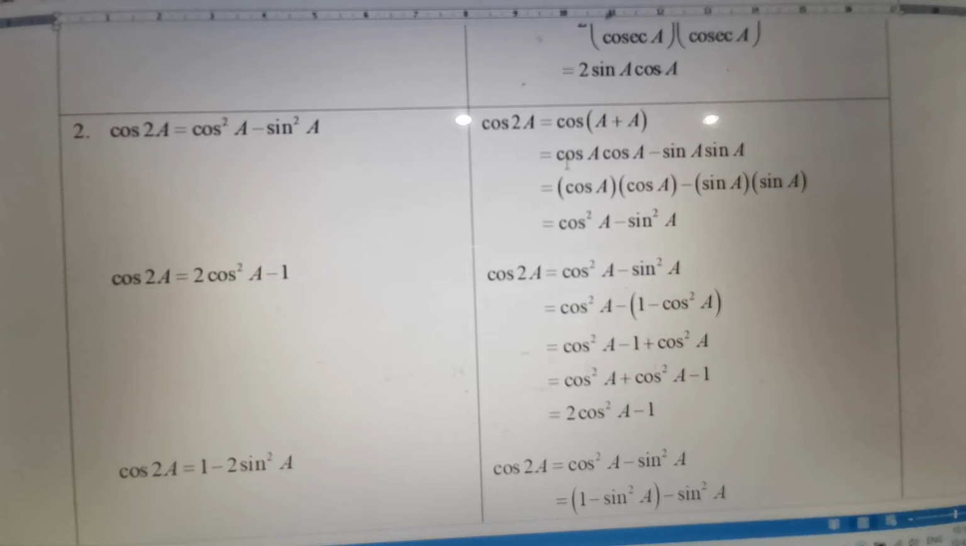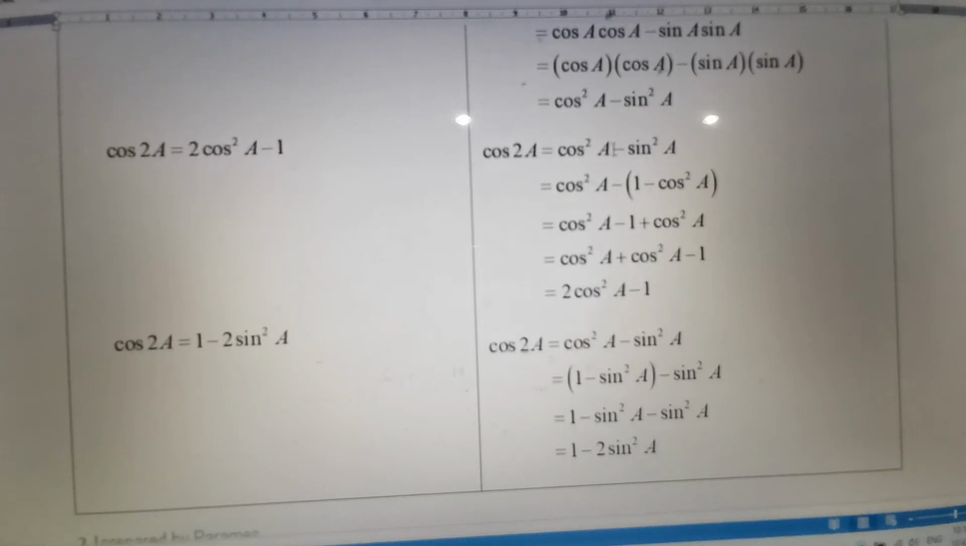So once you apply the addition formula, you get cos A cos A minus sin A sin A. You can multiply, meaning it's a product, giving cos squared A minus sin squared A. So cos 2A is actually born from the addition and subtraction formulas. Okay, from here I am taking this, and then can you see the sin squared A.